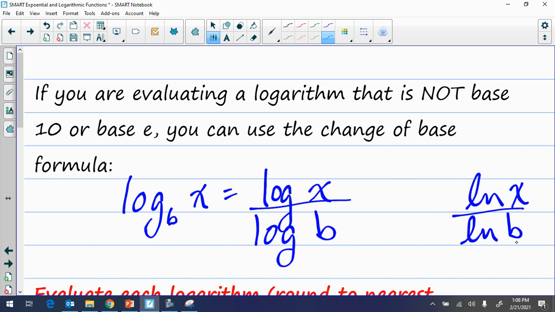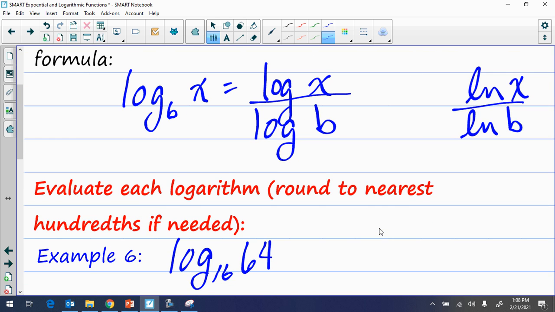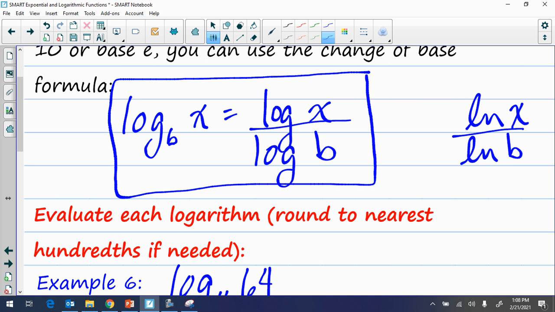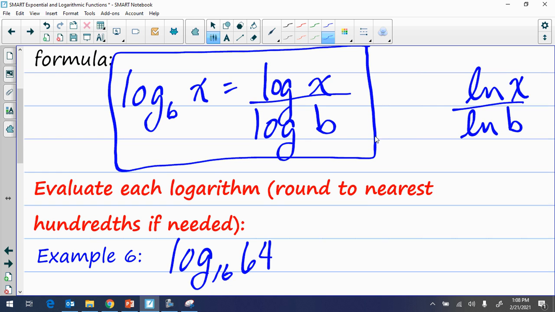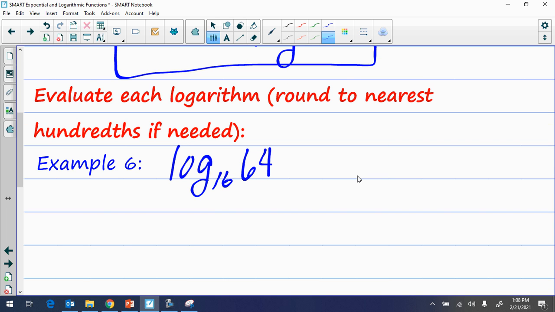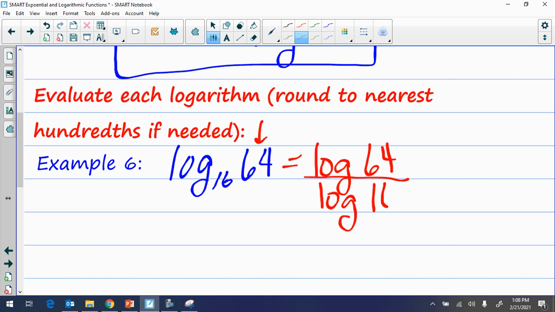So what that's going to do is allow me to punch it into my calculator. So we are going to evaluate each logarithm. This is our change of base formula right here. Circle it, star it, make sure we see it. And we're going to use that to do log base 16 of 64. I don't have a base 16 on my calculator. So what I'm going to plug in, it's always this number that comes first. I'm going to do log base 10 of 64 over log base 10 of 16.